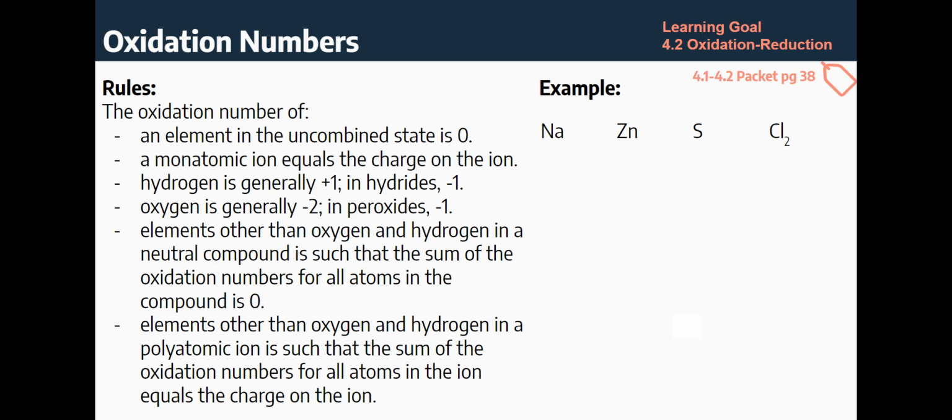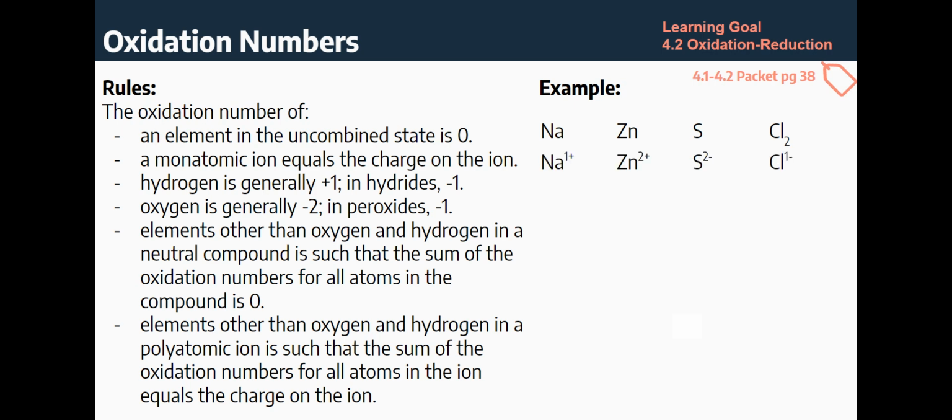So going back up to our first rule, an element in an uncombined state has an oxidation number of 0. So when I just say sodium, zinc, sulfur, chlorine gas, those are all just uncombined. Those are elements in their elemental state, how they naturally exist as an element. They don't have a charge. These are all an oxidation number or oxidation state of 0.